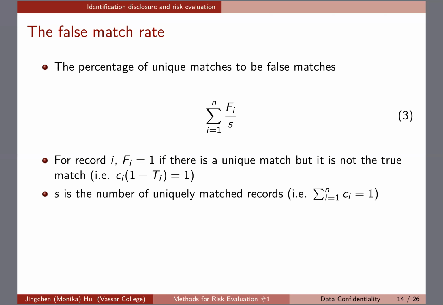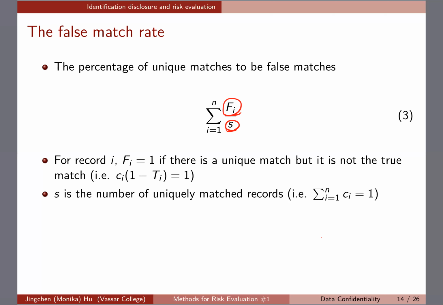It's a little bit convoluted here. We're looking at S as the number of unique matches, but Fi as the binary indicator is 1 if it is a non-true match, and 0 if it's a true match. So in this case, we actually want this to be as high as possible, because the higher the false match rate, the lower the risk. Make sense?